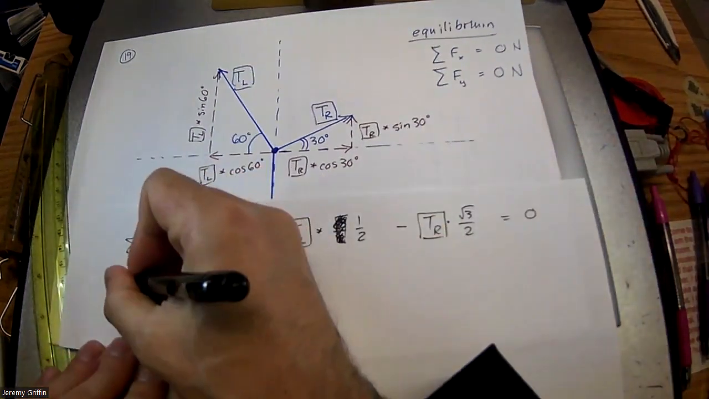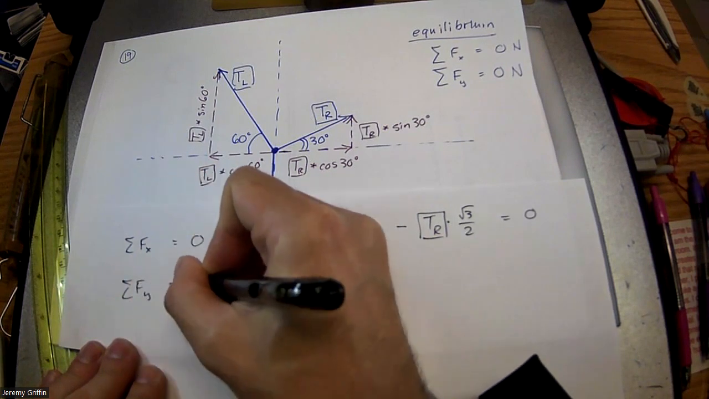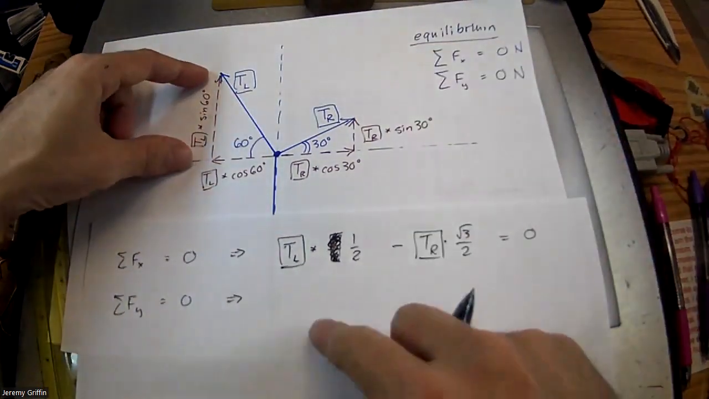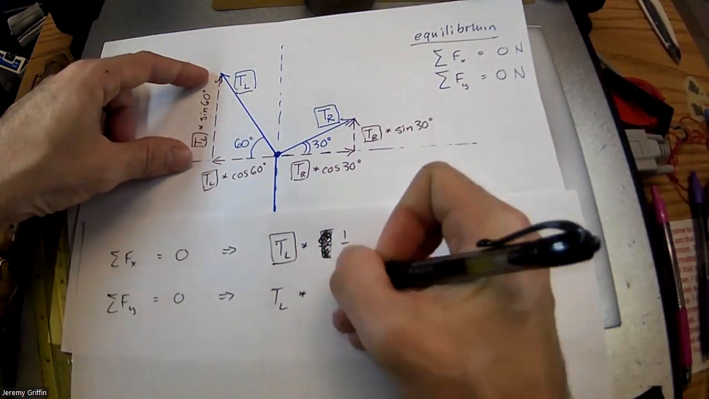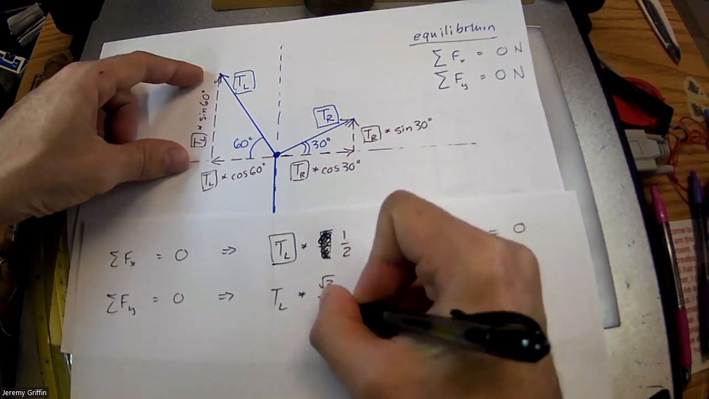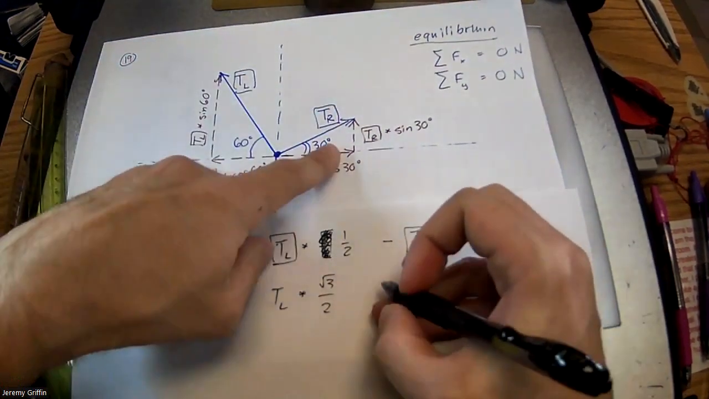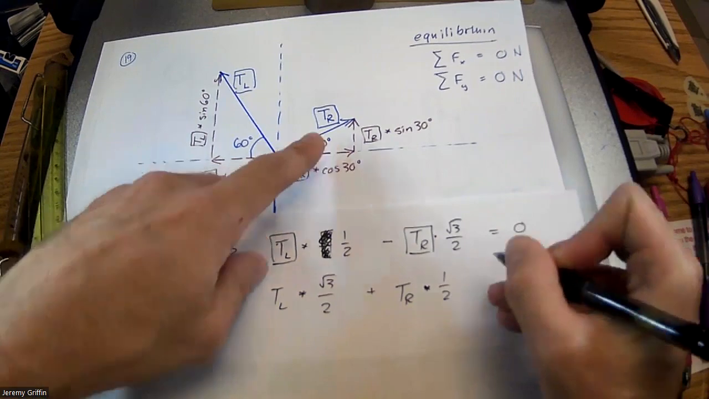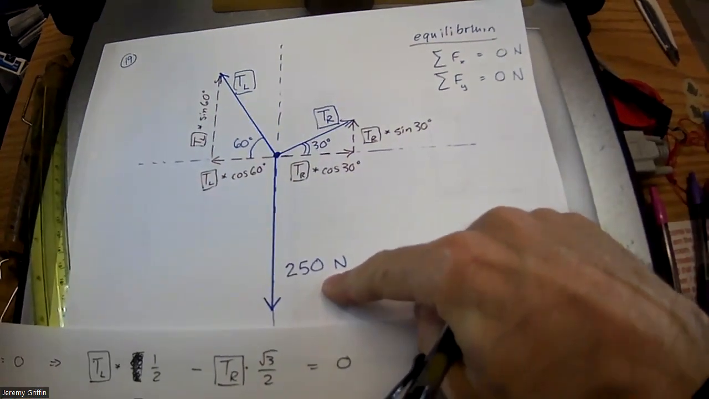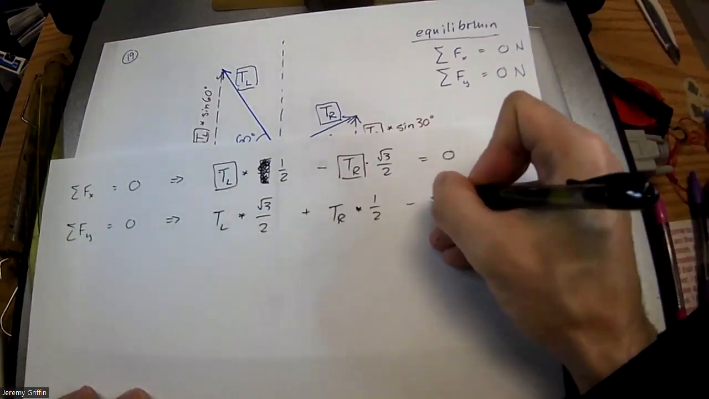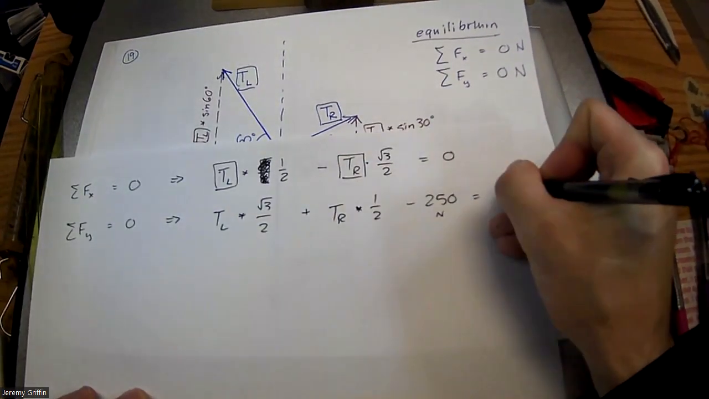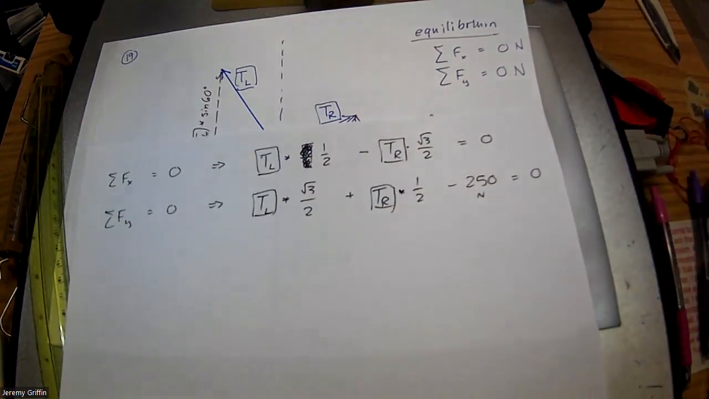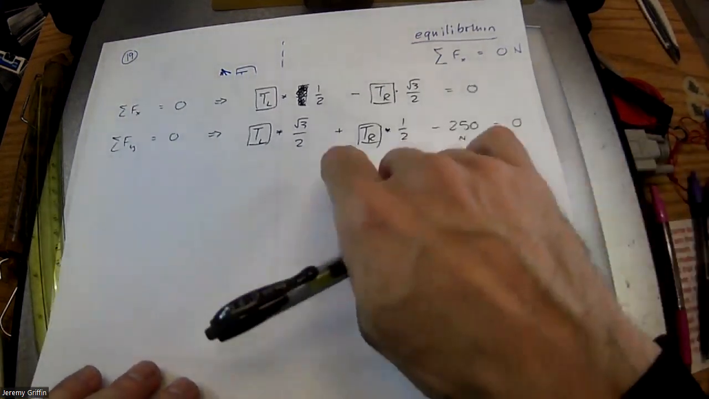Then if I do the sum of the forces in the y direction is 0 newtons, I'm going to get this up. So tension on the left side times sine of 60 degrees, which is root 3 over 2, plus this one, tension on the right times 1/2, minus 250 newtons is equal to 0 newtons. Now I've got two equations, two unknowns. Is that okay? I went ahead and did the trig ratios.